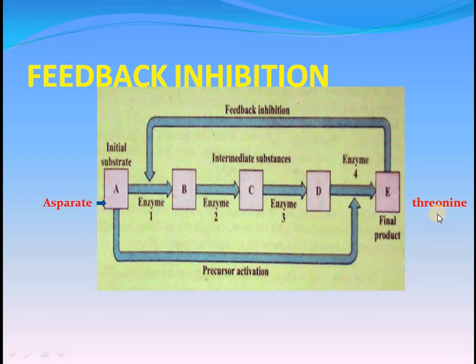Now, when the threonine, meaning the end product of this pathway, is present in excess amount, it binds to the allosteric site of aspartate. When all the threonine is consumed in cellular events, the threonine molecules attached to the allosteric site are also removed. The pathway resumes its activity once again.